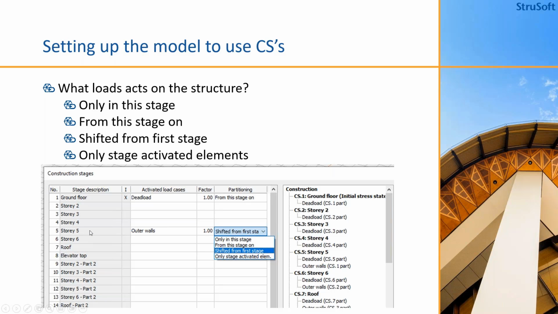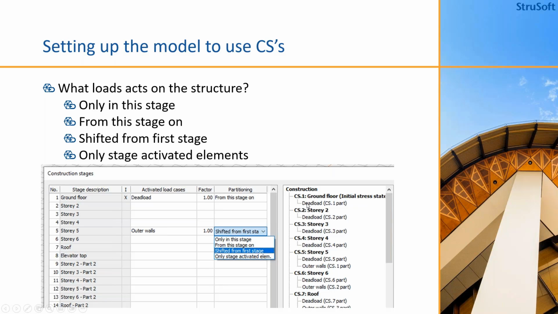And by the time they come to story 5, here I have said that they start with the outer walls and that it's shifted from the first stage, which basically means that when they start story 5, they will add the outer walls of story 1. And the timeline is shown here on the right.